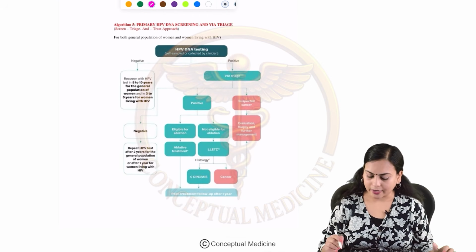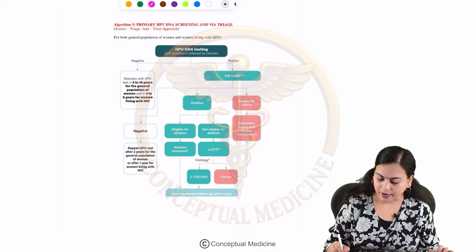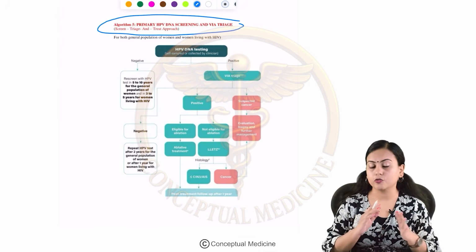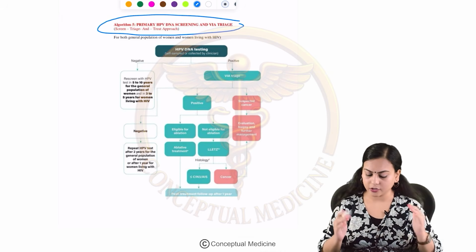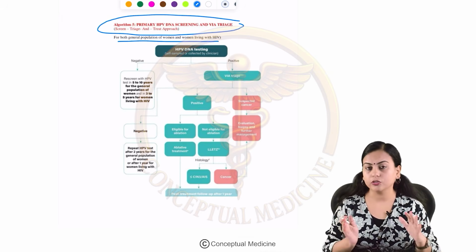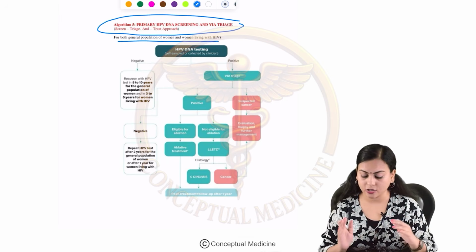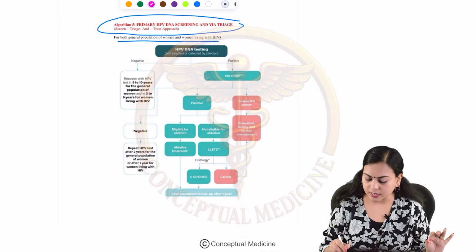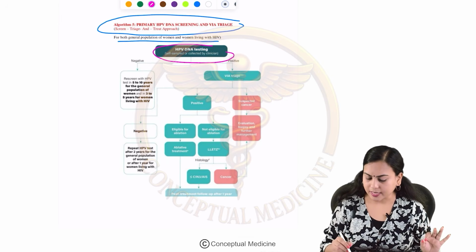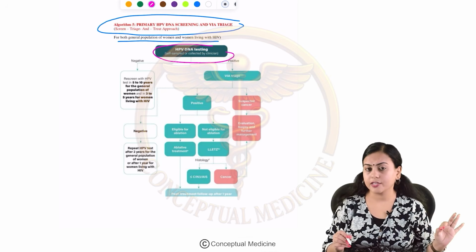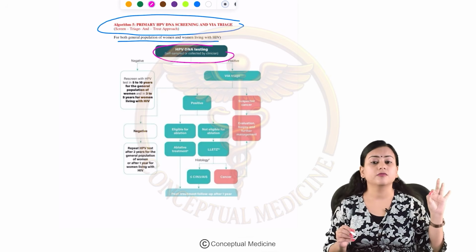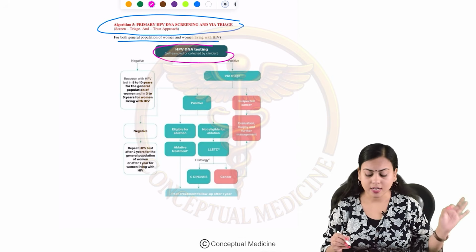Okay. Now let's see algorithm 5. So this is the VIA triage. Here we are going to do HPV DNA screening and VIA triage. This will be done for both the general population as well as people with HIV. So when HPV DNA testing is done and it is negative, you will rescreen the general population at 5 to 10 years, and women with HIV will be screened every 3 to 5 years.